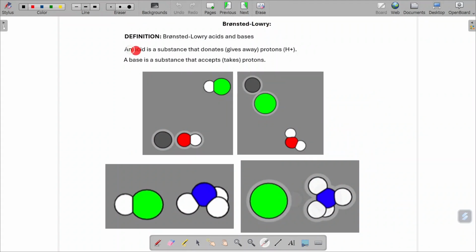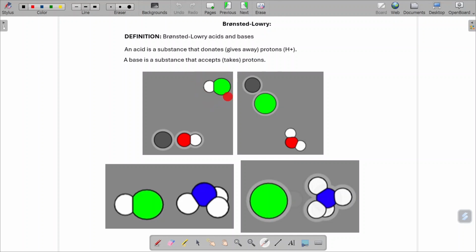So here's the Bronsted-Lowry model. According to the Bronsted-Lowry model, an acid is a substance that donates or gives away its protons. And the protons are just a hydrogen ion, in other words, a hydrogen atom that has lost its electron, while a base is a substance that accepts protons. It takes the protons from the acid.